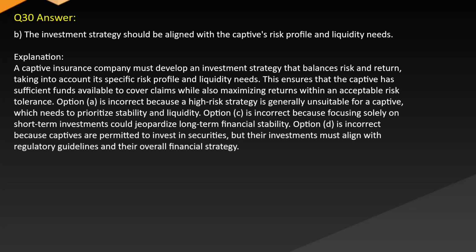tolerance. Option A is incorrect because a high-risk strategy is generally unsuitable for a captive, which needs to prioritize stability and liquidity. Option C is incorrect because focusing solely on short-term investments could jeopardize long-term financial stability. Option D is incorrect because captives are permitted to invest in securities, but their investments must align with regulatory guidelines and their overall financial strategy.